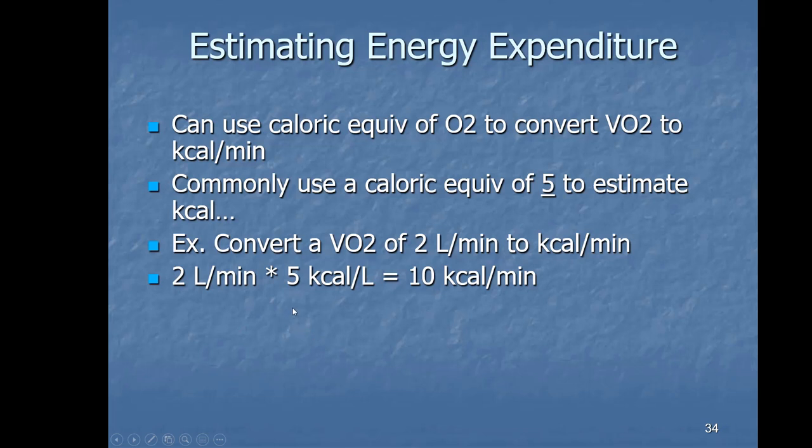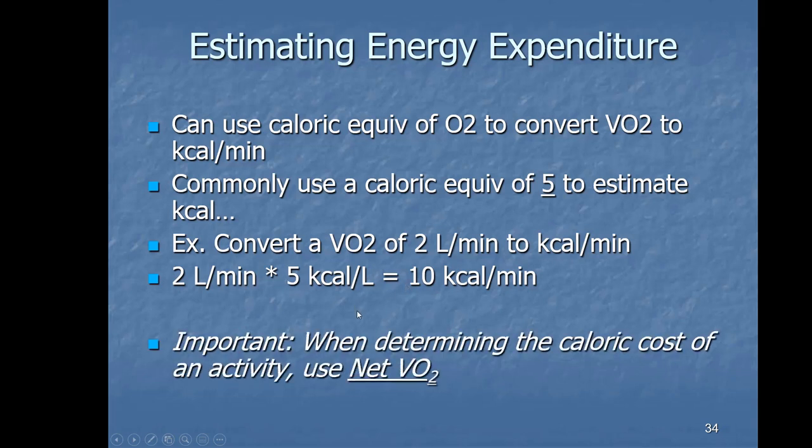Now, one thing to consider also, if you had to convert a relative VO2 to kcals per minute, you would need to first convert that relative VO2 to absolute VO2 and then do this. So another thing to consider is when you're trying to get the caloric cost or energy expenditure of a given activity, you generally want to use net VO2.